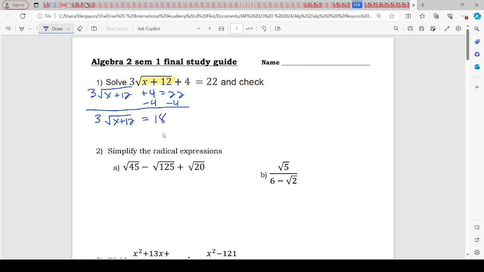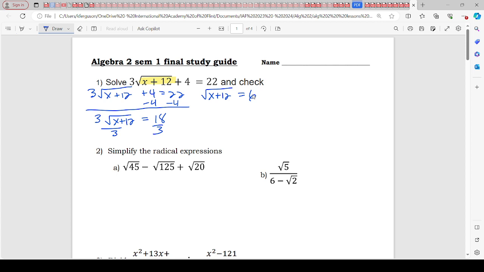The next thing I'm going to do is get rid of that 3. So I'm going to divide both sides by 3 because this is 3 times the square root of x plus 12. So if I divide by 3 on both sides, then I just get the square root of x plus 12 on one side equals, and then 18 divided by 3 is 6. So see, I isolated the square root.